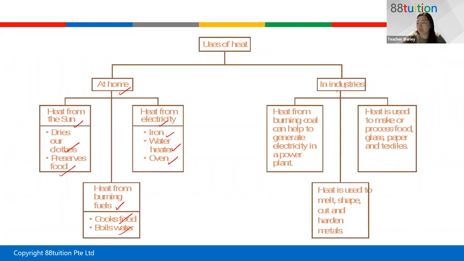Of course, in industries like factories, they will burn coal to generate electricity. They can also use heat to make and process food, glass, paper, and textiles. They can also use heat to melt, to shape, and to harden metals. So these are just the basic uses. I think we don't have to focus so much on that for now. Let's just focus on our other learning objectives.